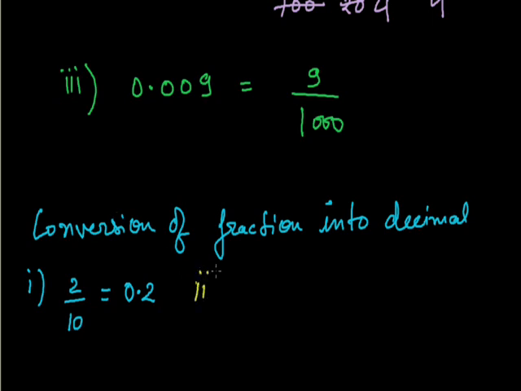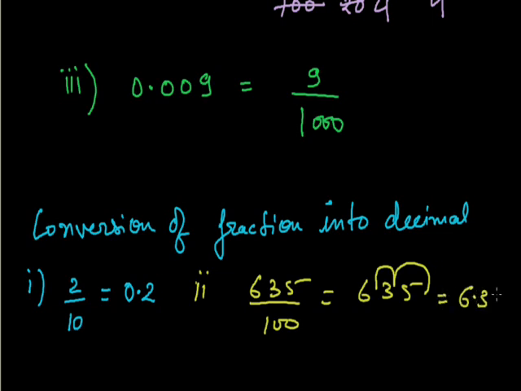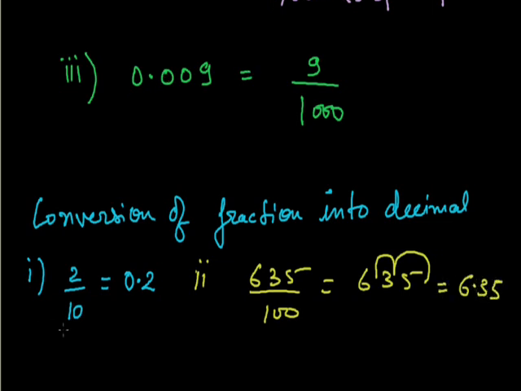If I have a number 635 upon 100, I can write it as 635. Now where is the decimal? It is present here. Now since in the denominator I have 100, that is 2 zeros, the decimal will shift 2 places to the left and it will be equal to 6.35.